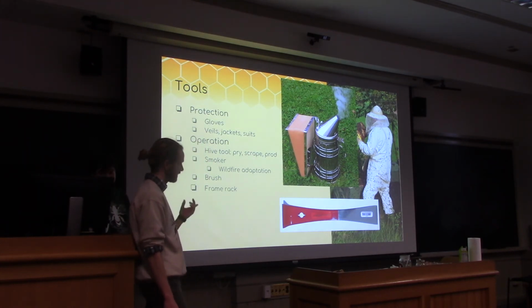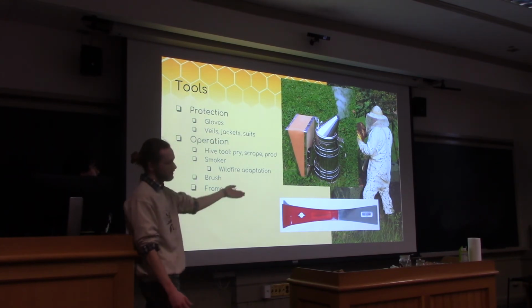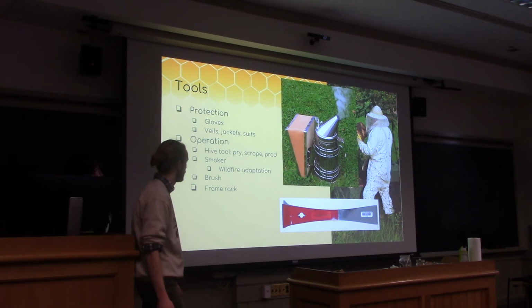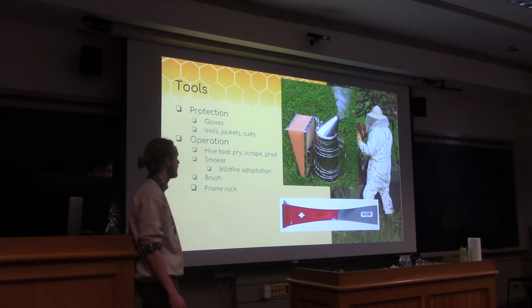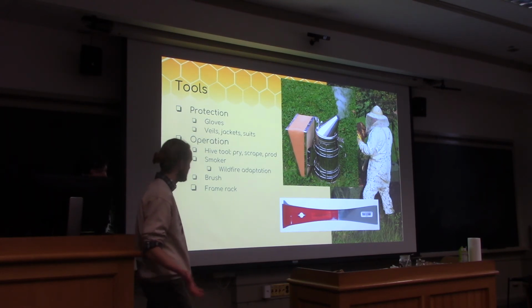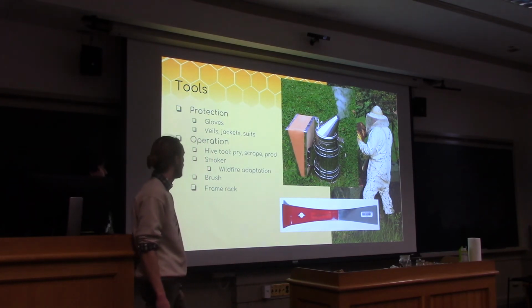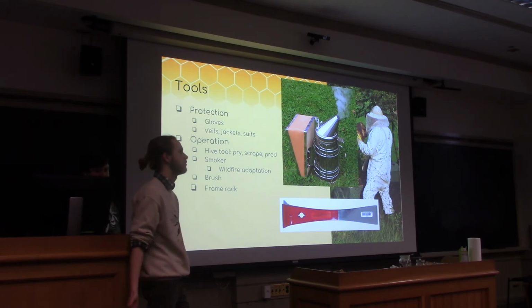And then there are jackets, which is the veil plus a jacket over your torso, and a suit, which is what we see in the picture, which is your entire suit cover. These are a matter of preference and also a matter of the job you're undertaking. And we'll talk more about that in the final lecture. But basically, depending on how intense and how pissed you're liable to make the bees, you're going to want different categories of protection.